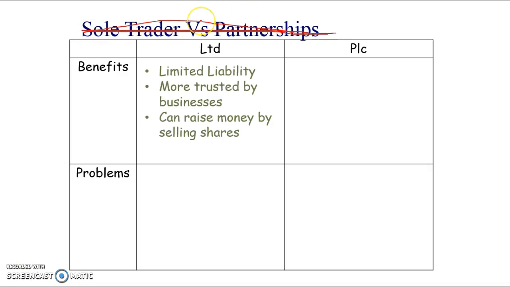So the benefits of the LTDs, obviously we're going to have limited liability. In terms of comparing it to a partnership or a sole trader, it tends to be more trusted by businesses. Now the reason for this is to become an LTD, you have to go through lots of legal procedures. So you have to register with Companies House, and you have to meet regulations, and you have to publish your financial records like your balance sheet, your income statement or profit and loss. And so therefore, because you have to go through all these legal requirements, you tend to be more trusted by customers, more trusted by banks, more trusted by suppliers as well.